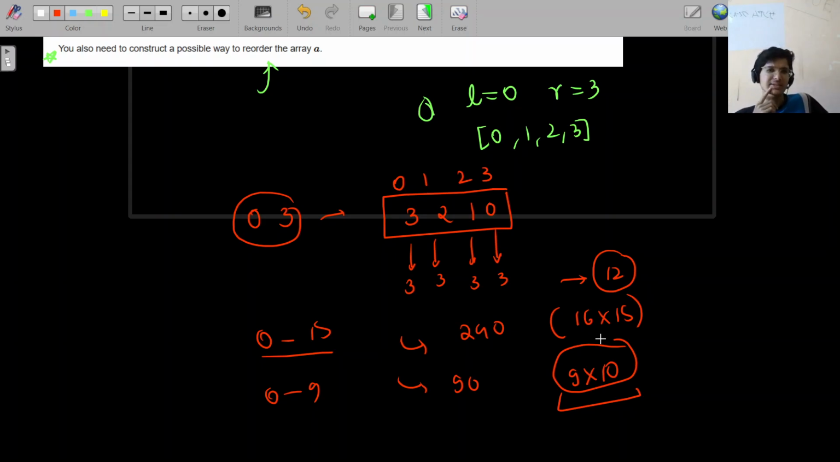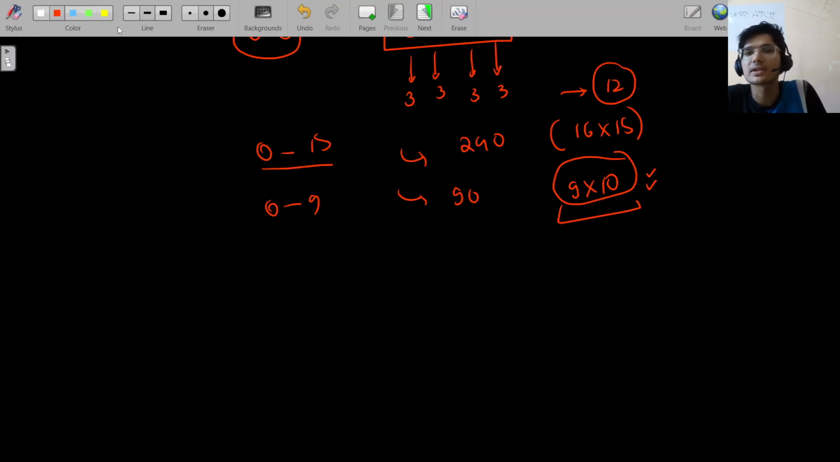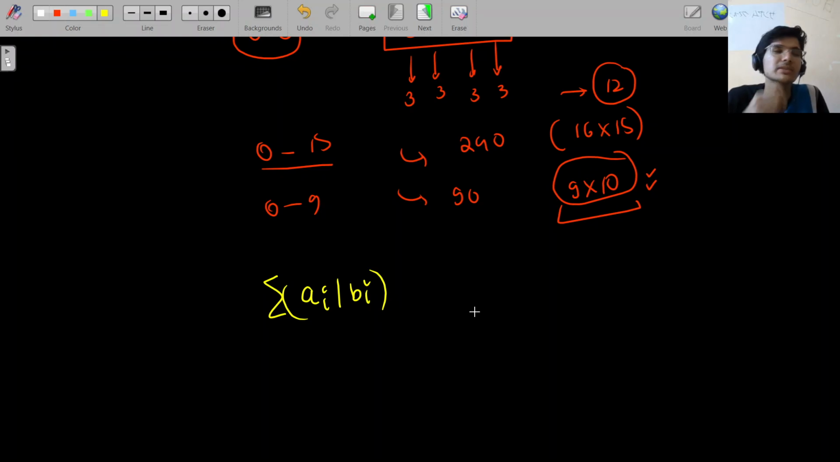Okay, this makes sense. That does particularly make sense. We can find the value, because we need to tell the value as well. We have to find the array construction as well. Okay. So what do we want to maximize? We want to maximize the summation of ai OR bi. And we know that everything is from 0 to R, in a and b.